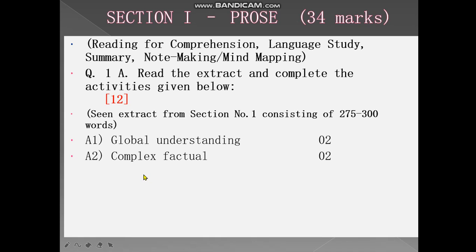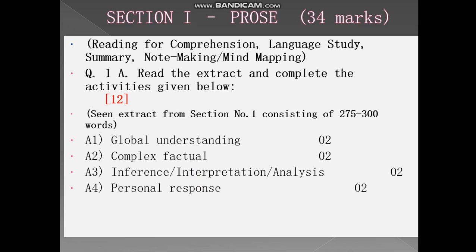A2, complex factual, that is 2 marks. A3, inference or interpretation or analysis, that's for 2 marks. A4, personal response, that's for 2 marks. A5, that is for language study, 2 marks. A6, that is for vocabulary. So now I will explain what is meant by A1, global understanding.